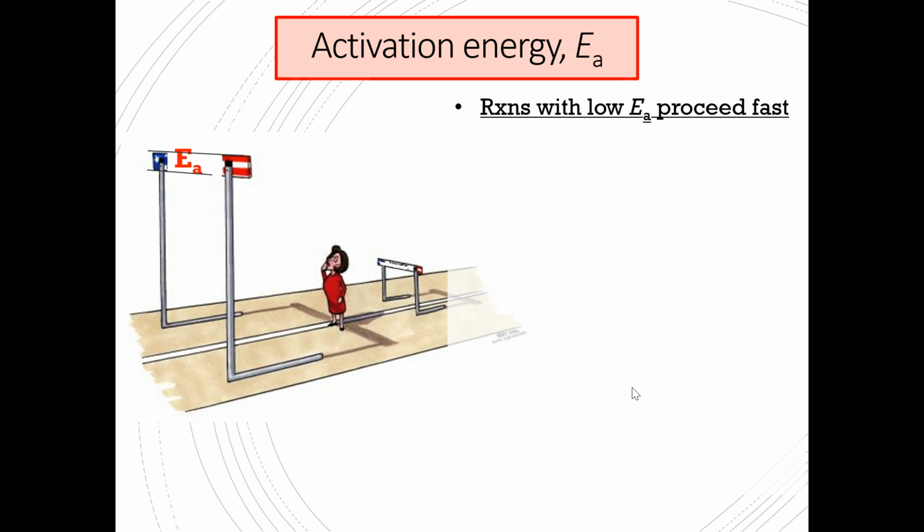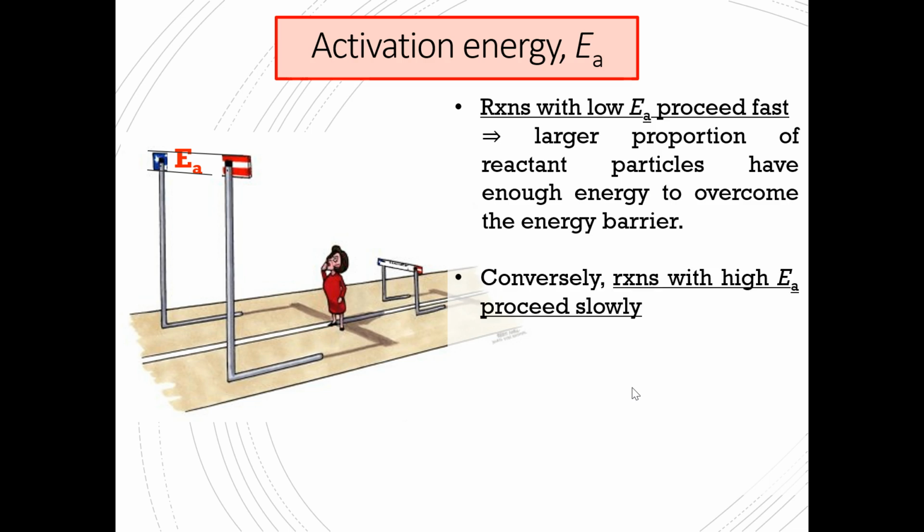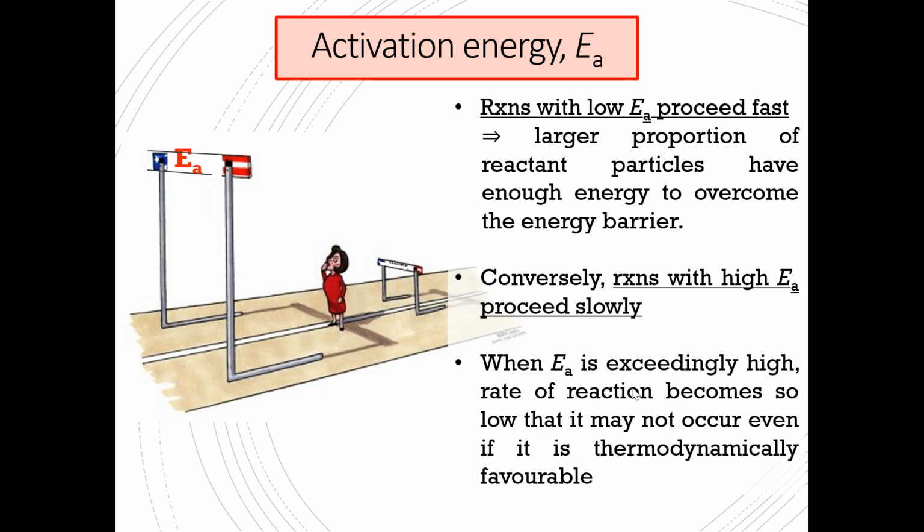Reactions with low activation energy proceed quickly. When you have low activation energy, it means the majority of the particles actually possess the required energy. So the moment they have a collision with the correct geometry, they can immediately proceed with the reaction. That's why the rate of reaction will be fast. You have a far larger proportion of the reacting particles that have enough energy to overcome the energy barrier. On the other hand, if you have a reaction with high activation energy, then it naturally will proceed very slowly. Because when activation energy is exceedingly high, the rate of reaction becomes so low they may not even occur, even if it is thermodynamically favorable.